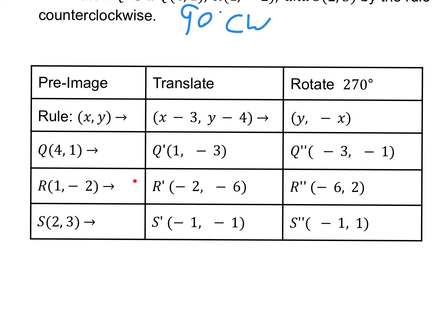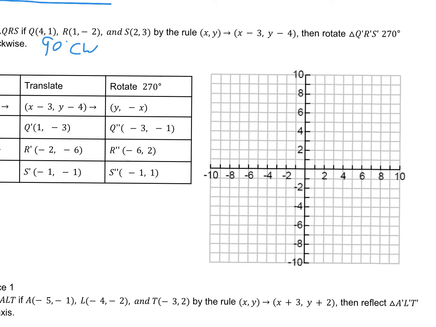We're then going to take these primed coordinates and rotate them 270 degrees counterclockwise, which essentially means we're going to swap the position of our x and y, and then we're going to swap the sign on our x's, such that the 1, negative 3 becomes negative 3, negative 1. Negative 2, negative 6 becomes negative 6, 2. Negative 1, negative 1 becomes negative 1, 1. And then we simply graph them out.